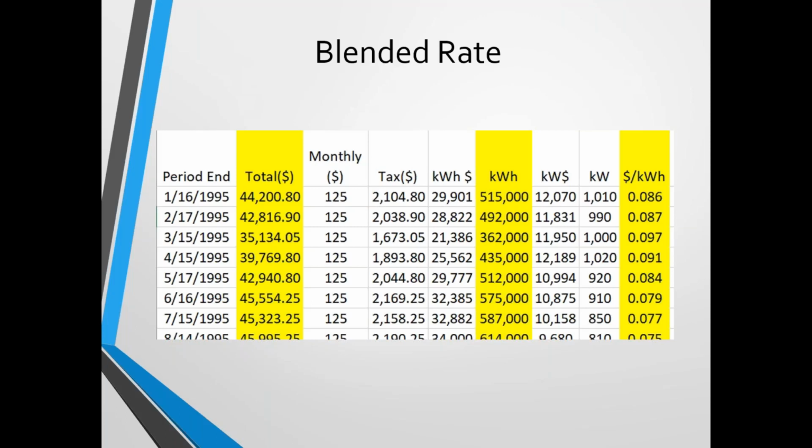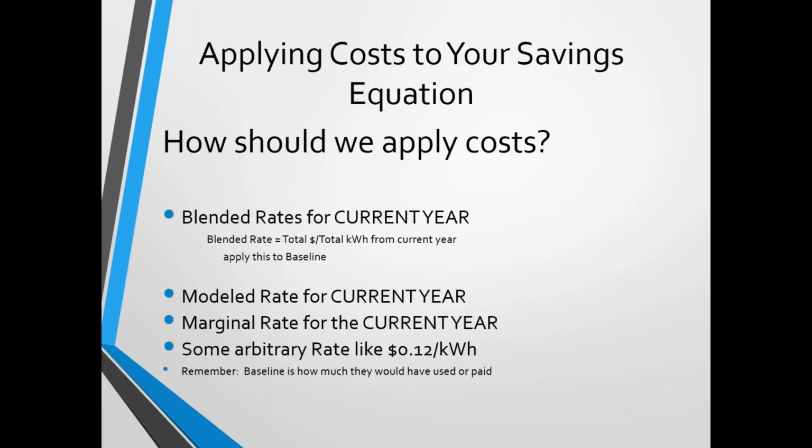This is, as most of you know, the most common way ESCOs measure energy savings, or at least, let me say it differently. The most common way that they apply costs to their kilowatt hour and therm savings numbers. They don't all do that, but this is the most common way. And there's a lot of reasons to do it that way. Okay, so there's different ways you could apply these rates.